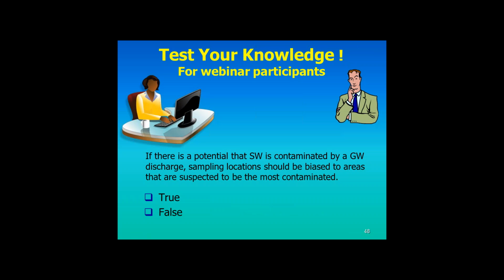this is the test your knowledge for the webinar participants. This is making sure that they are at their computers and paying attention. So the question for the webinar participants is: if there is a potential that surface water is contaminated by a groundwater discharge, sampling locations should be biased to areas that are suspected to be the most contaminated. And that is a true or false question.